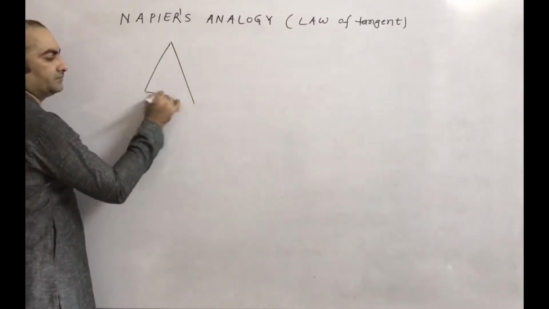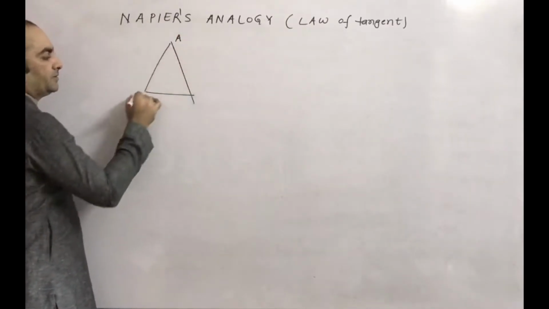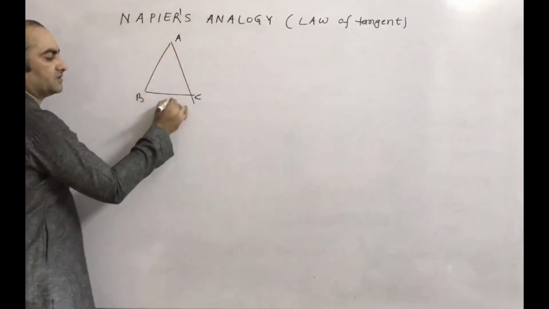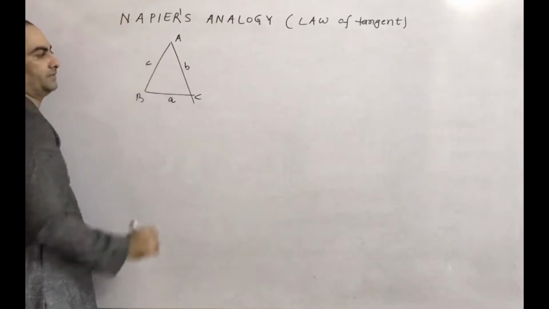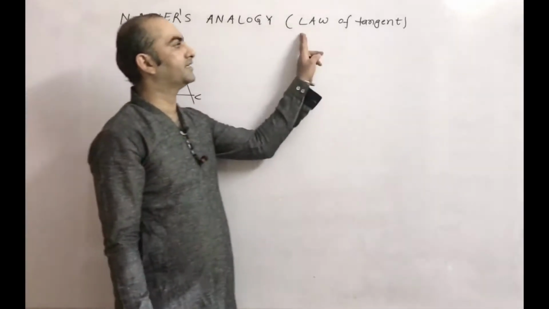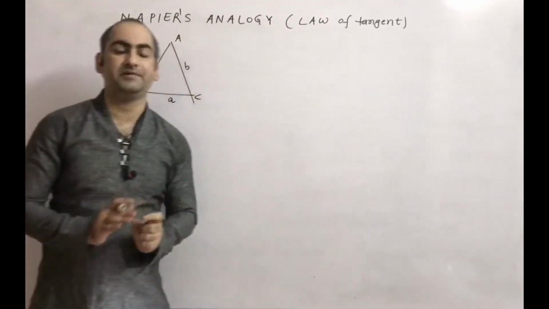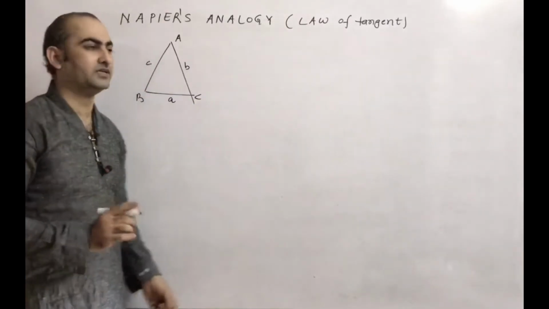In the triangle, this is A, this will be B, this will be C. Opposite to A side is small a, opposite to B side is small b, opposite to C side is small c. Here we are discussing law of tangent, that means here we discuss tan formulas. So what is the formula?